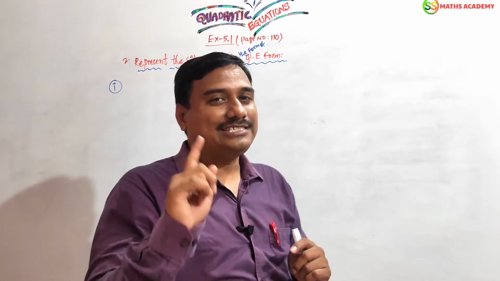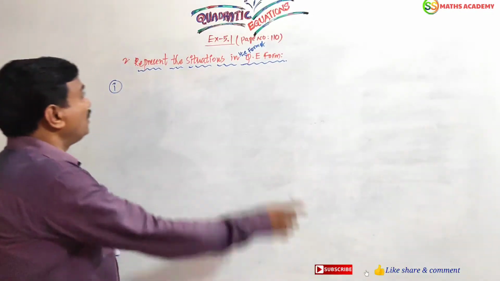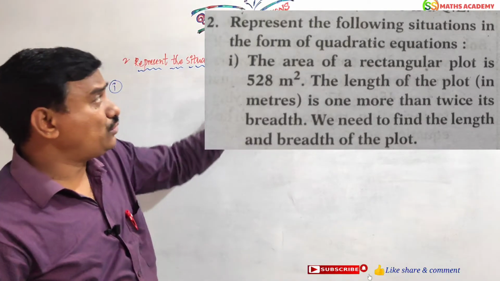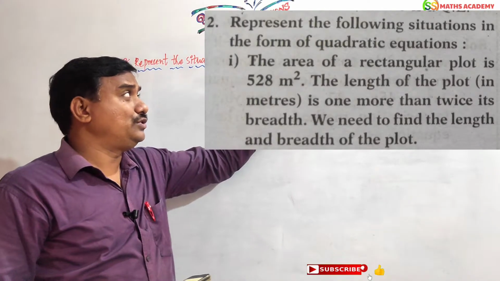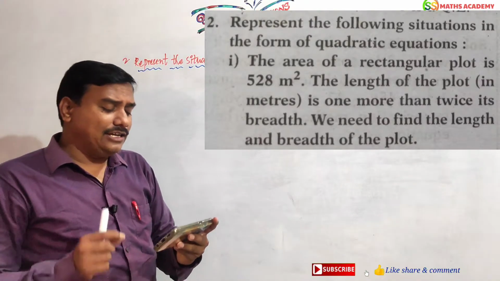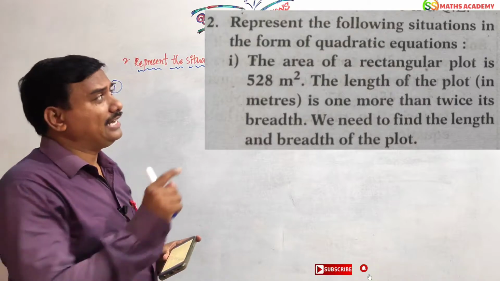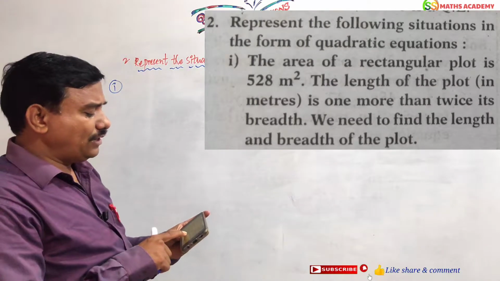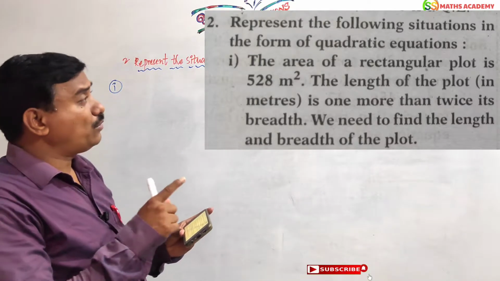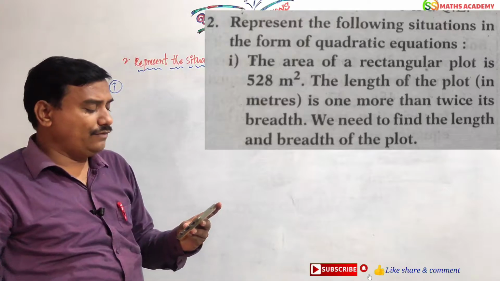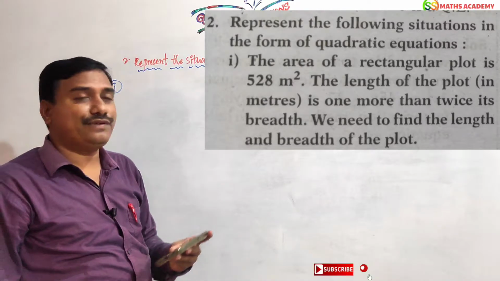Now friends, let us see that. Represent the following situation in the quadratic equation form. The first question, you see, it is there on the board. I am reading here. The area of a rectangular plot is 528 meters square. The length of the plot is 1 meter more than twice its breadth. We need to find the length and breadth of the plot.